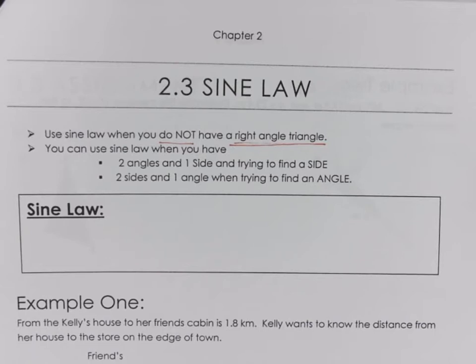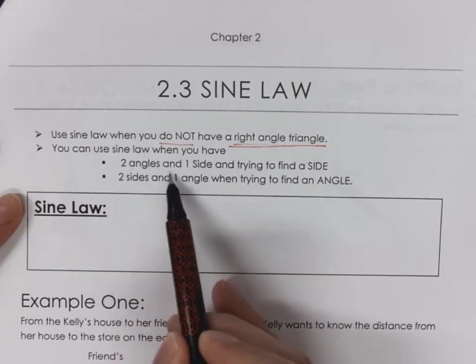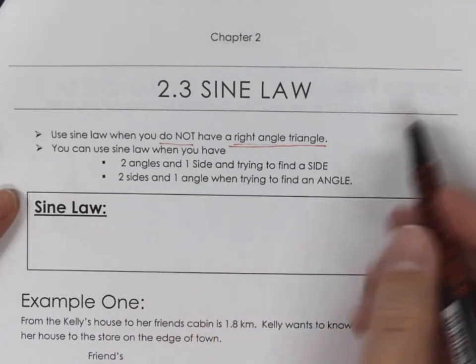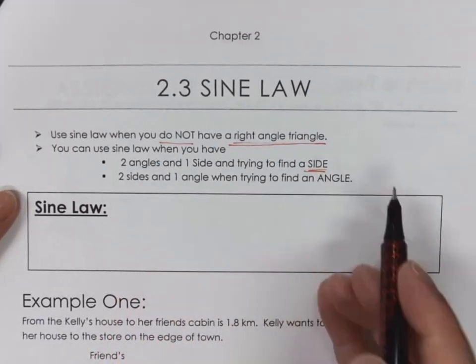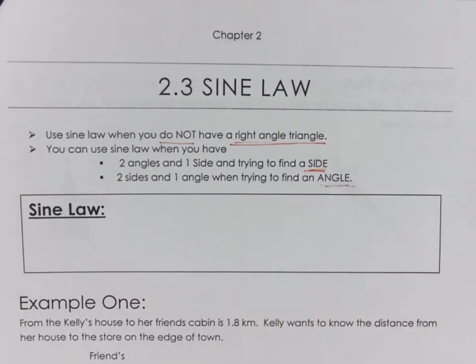Okay, good times. So you can use sine law when you have two angles and one side, and you're trying to find a side. You can also use sine law when you have two sides and one angle, and you're trying to find that angle. You're like, that doesn't mean anything to me, Scallion. I have no clue what you're talking about. And that is fair, because this is brand new.